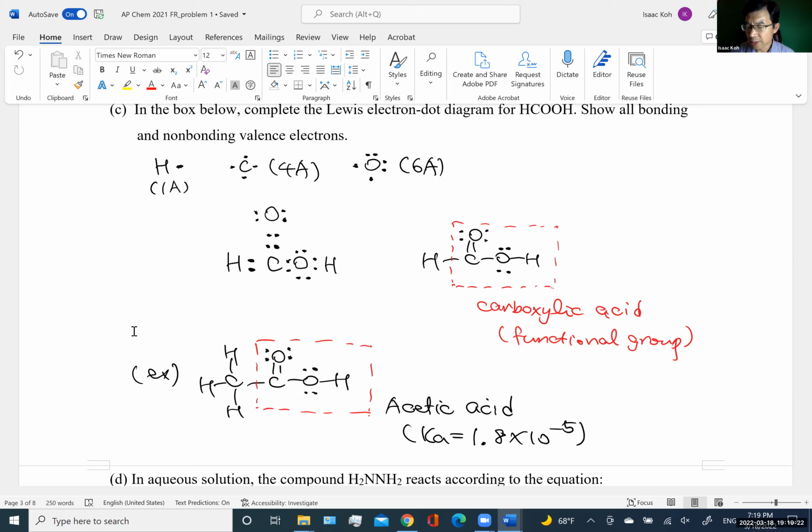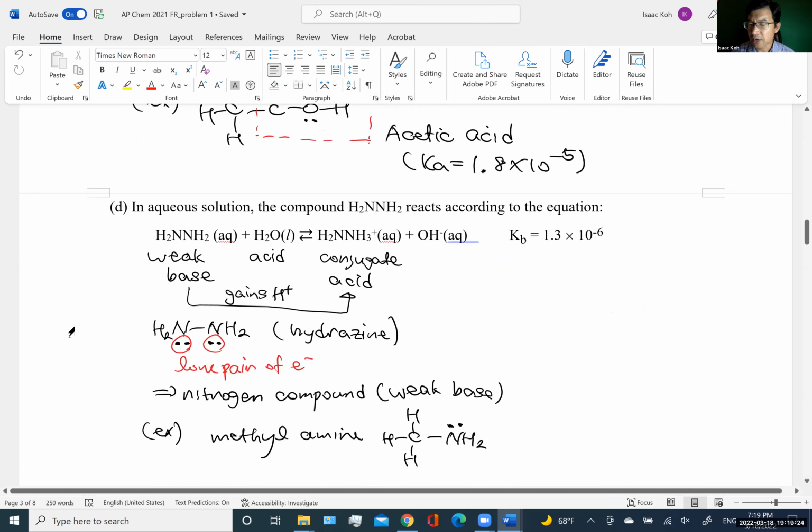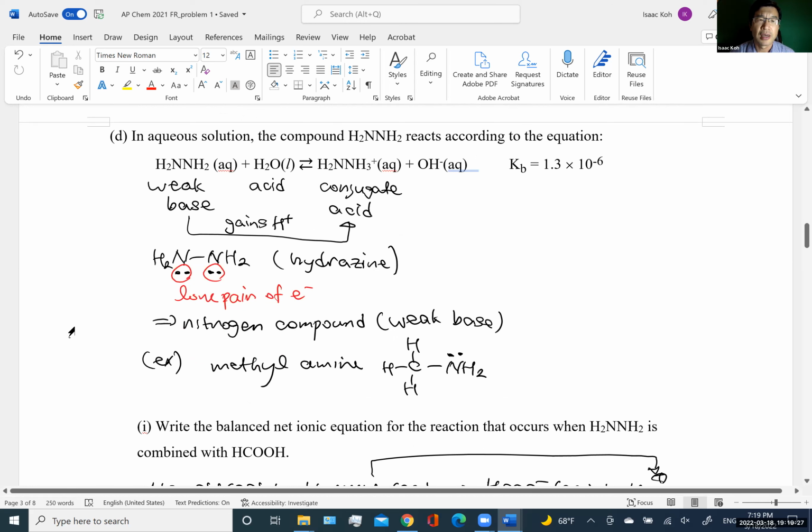Let's move on to D. In aqueous solution, another molecule is a weak base. NH2NH2 is called hydrazine. Hydrazine reacts according to the equation. Hydrazine is a weak base. In the hydrazine structure, each nitrogen has a lone pair, so it functions as a Lewis base, taking hydrogen away from water. Let us remind ourselves again about what the weak bases are. Most weak bases are nitrogen compounds. So when nitrogen is found in the structure, that compound functions as a weak base.